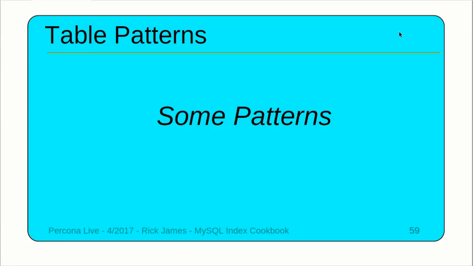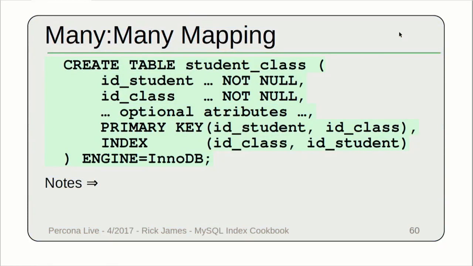All right, some patterns. Many-to-many mapping. You should probably see the slides to study this. Notice I have 2 IDs off to other tables. There may be other columns, and I've got a primary key with 2 columns in it, a composite, and an index with 2 columns in the opposite order.